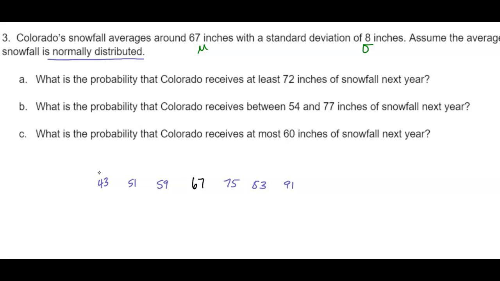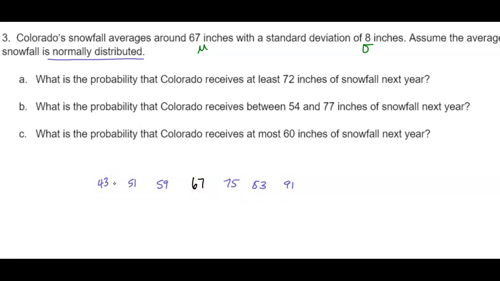Now, in this first part, we want to know what is the probability that Colorado receives at least 72 inches of snowfall per year. If you take a look at our values underneath the curve, none of these values are 72. So that's my clue that I'm going to have to use the calculator to do this question.